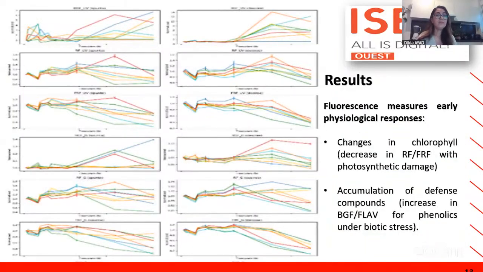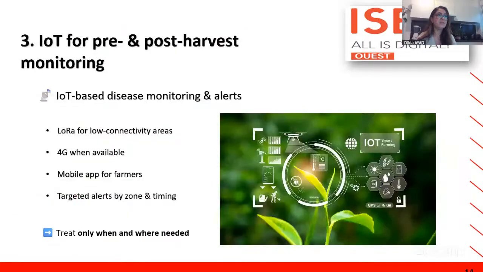As a result, we see that fluorescence measures early physiological responses: changes in chlorophyll, a decrease in the red to infrared fluorescence ratio with photosynthetic damage, and accumulation of defense compounds, an increase in the blue-green fluorescence ratio, flavonols or phenolics, under biotic stress.